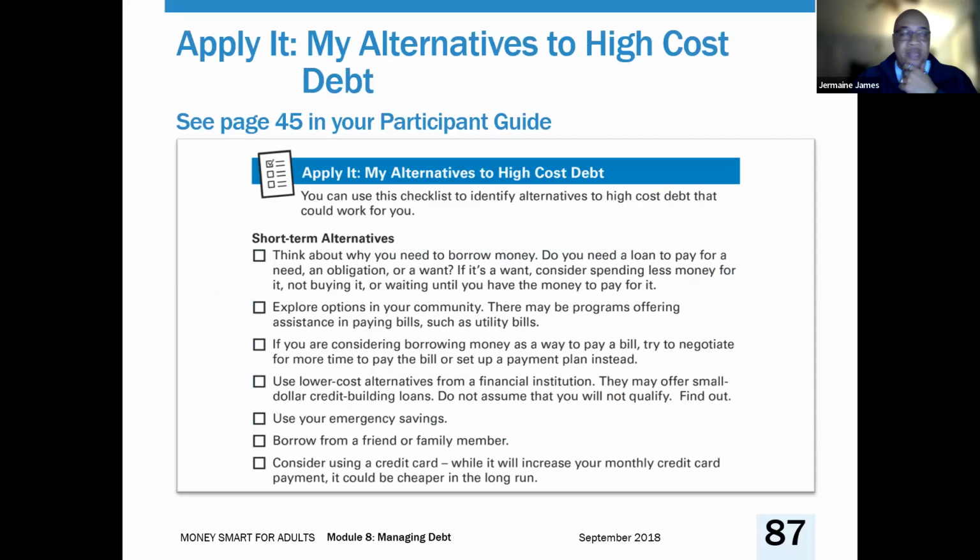Page 45 of our participant guide will look at my alternatives to high cost debt. You can use the checklist to identify alternatives to high cost debt that could work for you. So what are the short-term alternatives? They're listed there. It'll give you a checklist and you can figure out what you can do to cover that high cost debt based on the options that are provided.